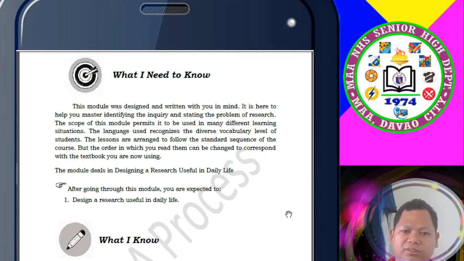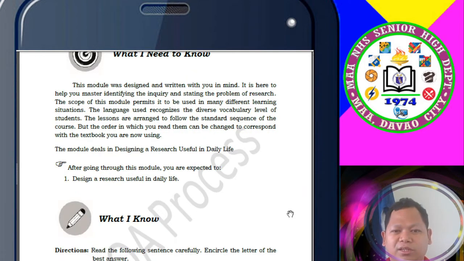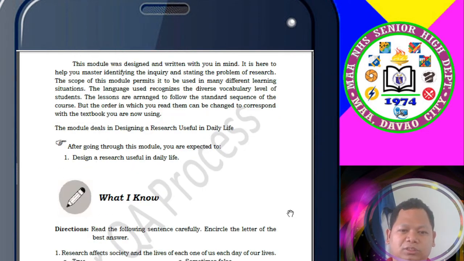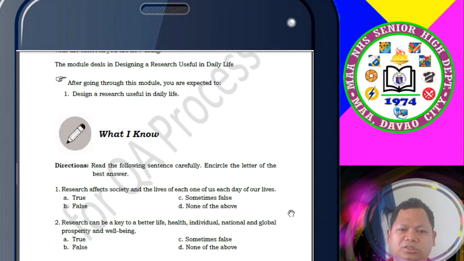To have a warm-up exercise, let's have this again: What I Know. Are you ready? Let's have a cheer first. Directions: Read the following sentences carefully. Circle the letter of the best answer.